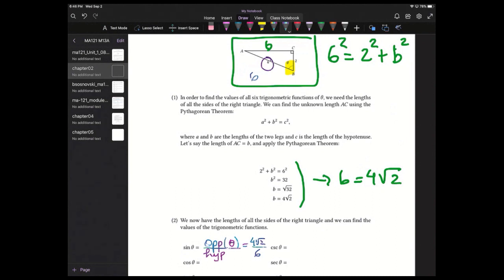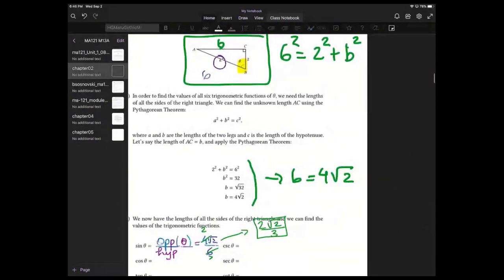Because this is a fraction, we always present the result in the lowest form of the fraction, so you can simplify 4 and 6, so you get 2/3. So the answer here is that we have 2 square root of 2 divided by 3. So sine of theta is 2 square root of 2 divided by 3.